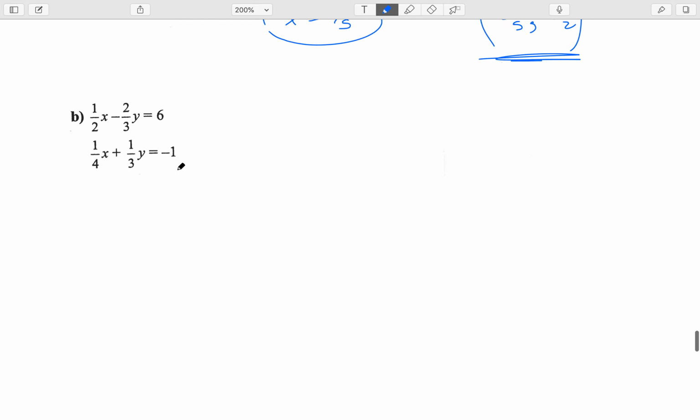Oh man, look at how ugly this one is. But you know what? I can get rid of all these fractions. Remember? 2 and 3 has an LCD of 6. Times both sides by 6. What does this become? 6 over 2, 3x, minus, hang on, what's 6 times 2 thirds? That's 12 thirds, which is 4y, equal to 36. Okay, that's way nicer.